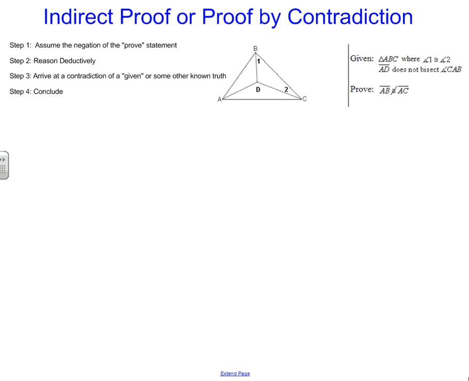Usually it's something in the given. Most of our proofs will be something in the given or some other well-known fact, a postulate or another theorem. And then we want to write a really good, clear conclusion. So I'm going to do this proof as an example.